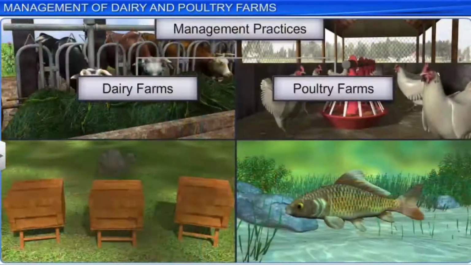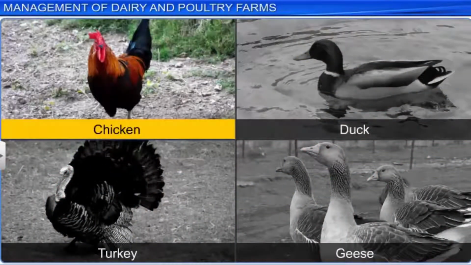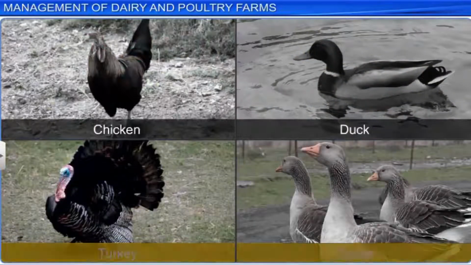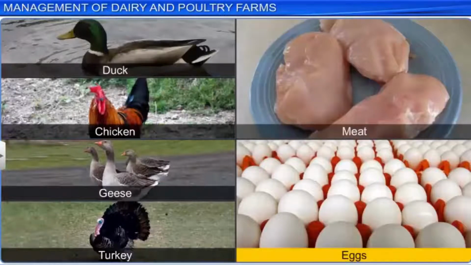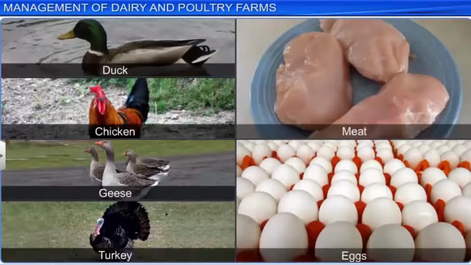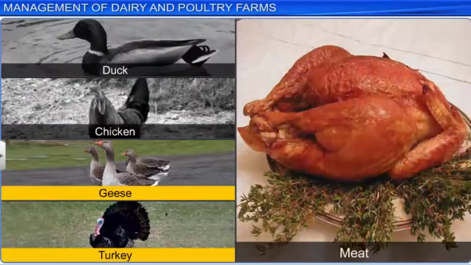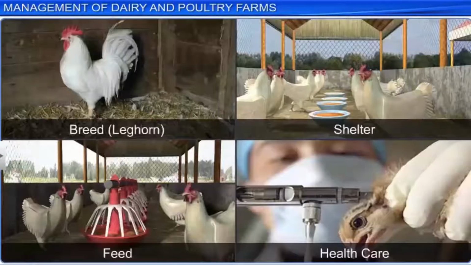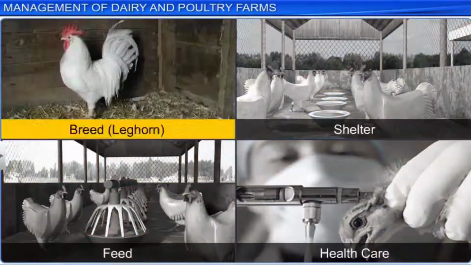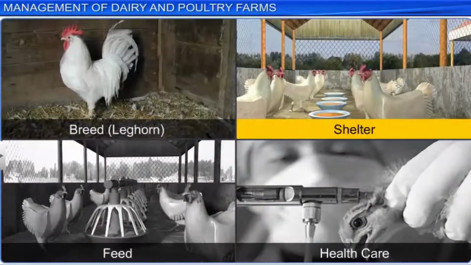Just as dairy farms are used to rear milk-yielding animals, poultry farms are managed to raise domestic fowls or birds, such as chicken, duck, turkey, and geese. These birds are reared for their meat and eggs. In fact, poultry refers to the meat of these birds and is sometimes used to denote the meat of all kinds of birds. Poultry farms also employ the management practices of dairy farming, such as proper breed selection, shelter, feed, and healthcare.